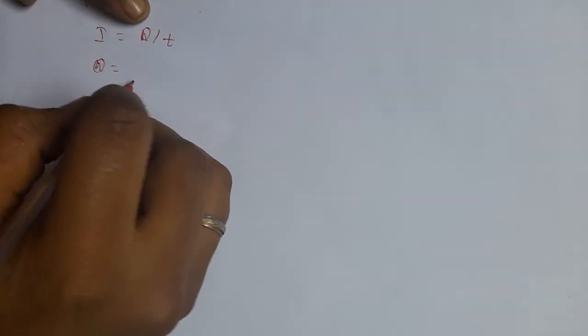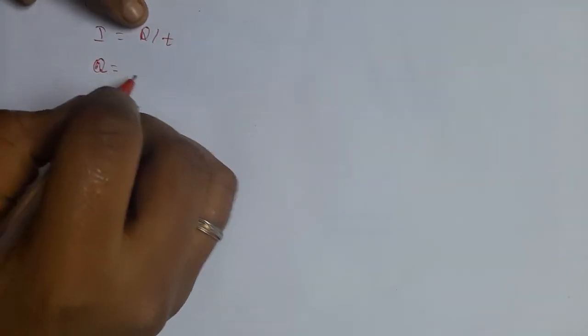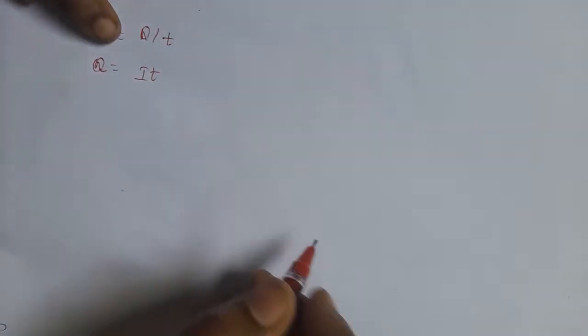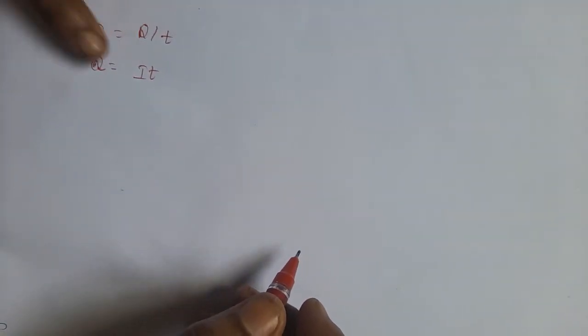Today we are going to see the formula sheet for the lesson current electricity. The first formula is I is equal to Q by T. Here Q is nothing but charge, and this can otherwise be written as Q is equal to IT.